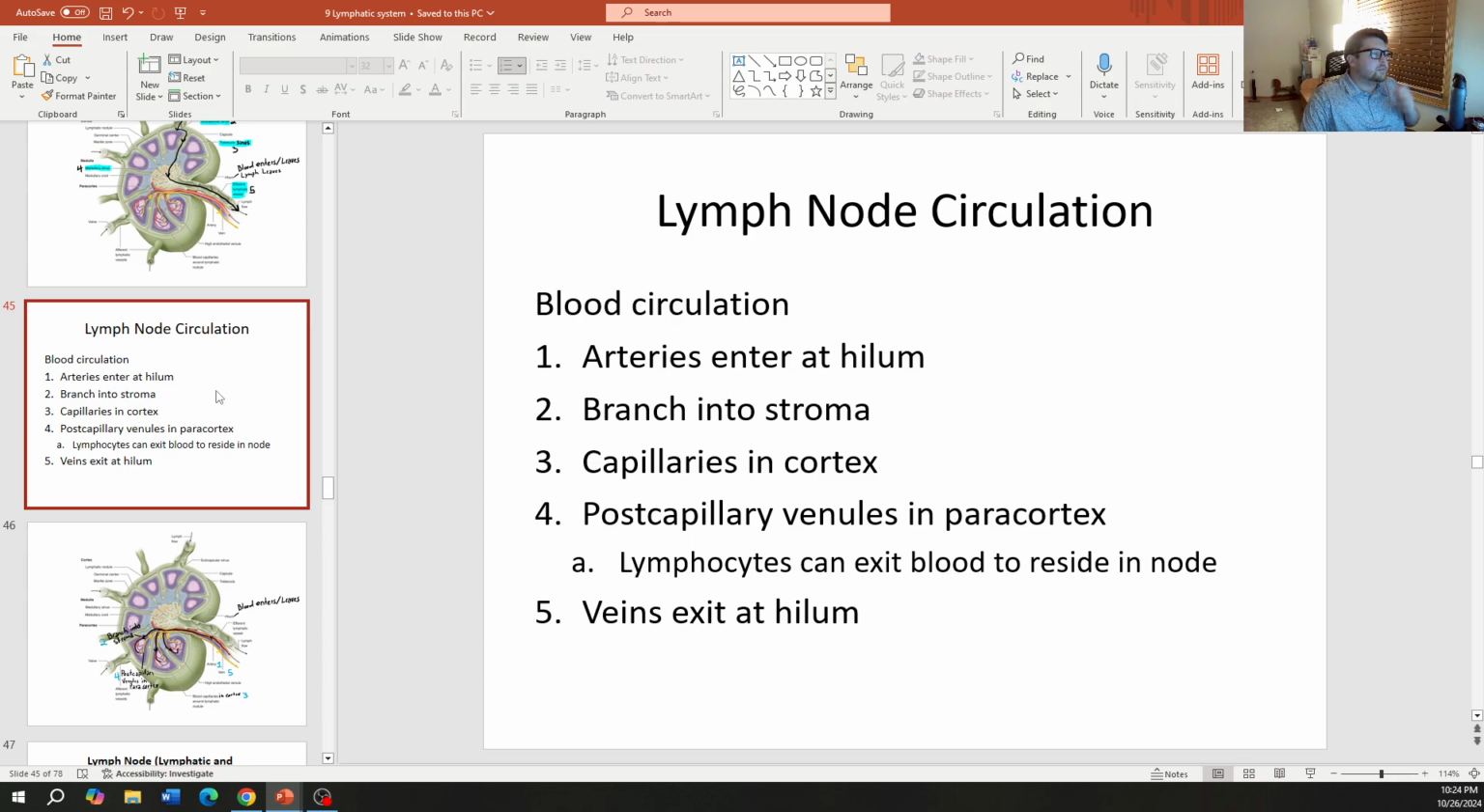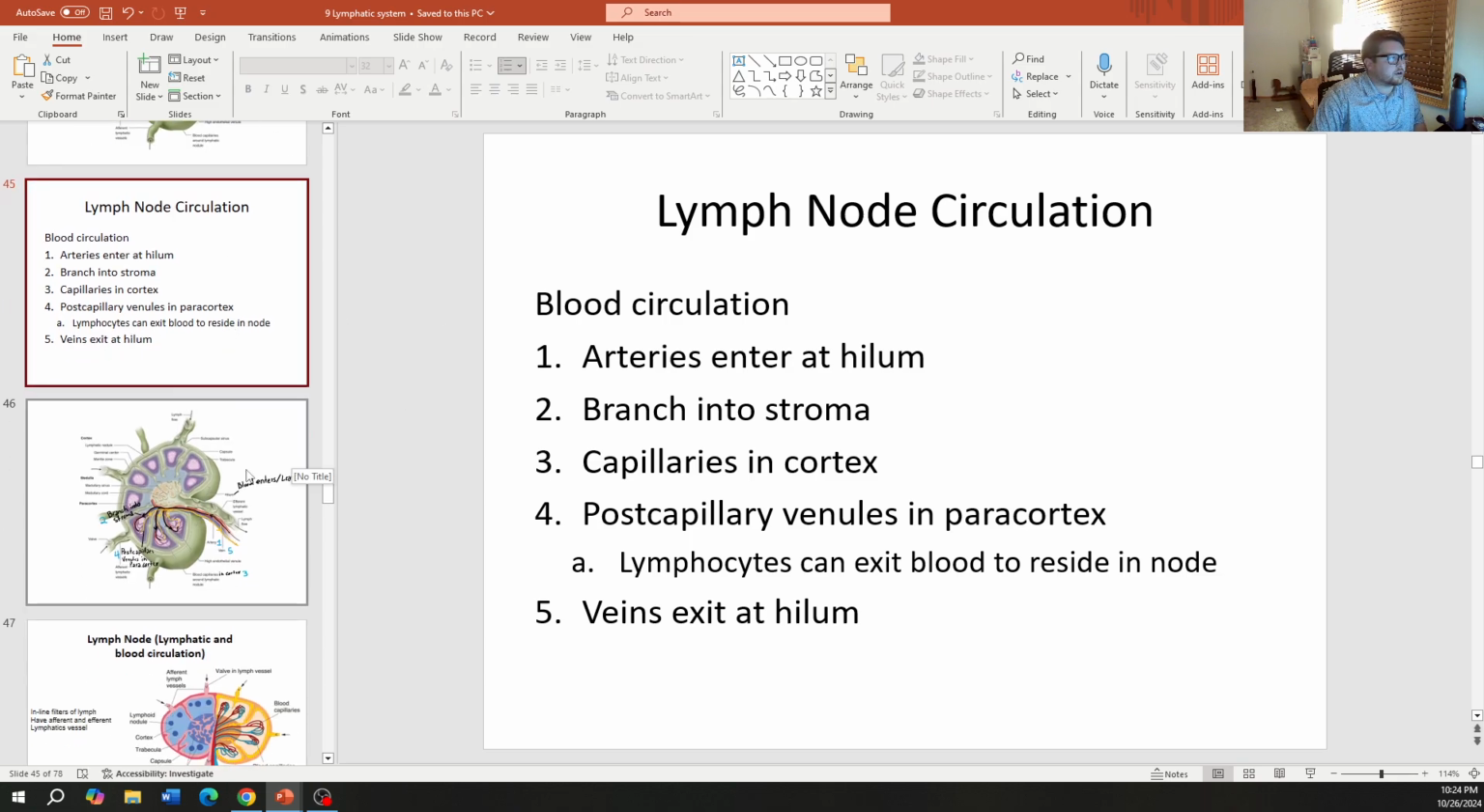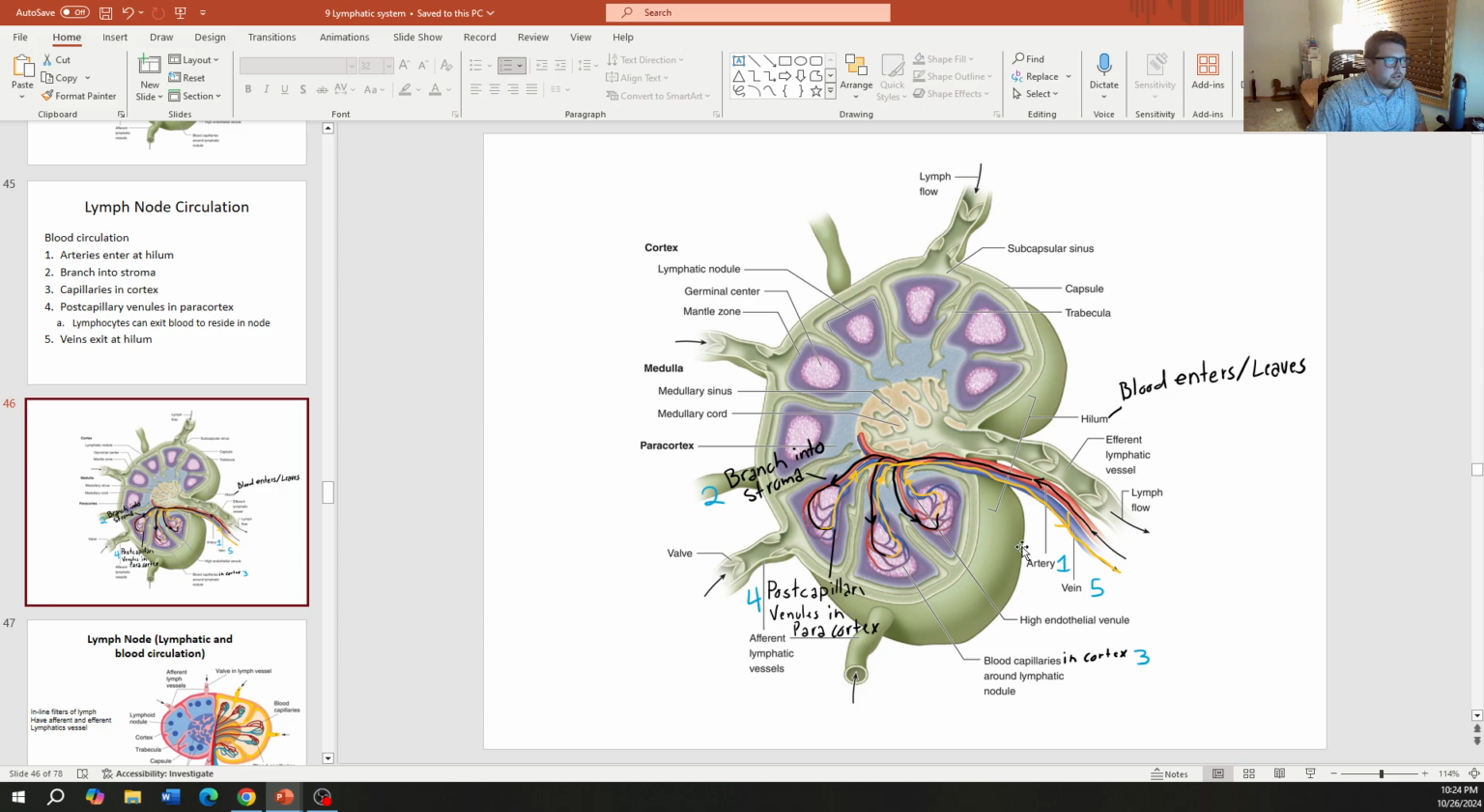Next, we talk about blood flow. With blood circulation, we have arteries that enter at the hilum. Then they branch through the stroma. Remember which stroma we're talking about, like the skeleton, all the supporting cells, all the area around the active cells. Then it goes down into little capillaries inside of the cortex. And then it gathers again into venules, called post-capillary venules, in the paracortex. And then the veins exit at the hilum. And you can see I have the arrows coming in through here, coming all the way down.